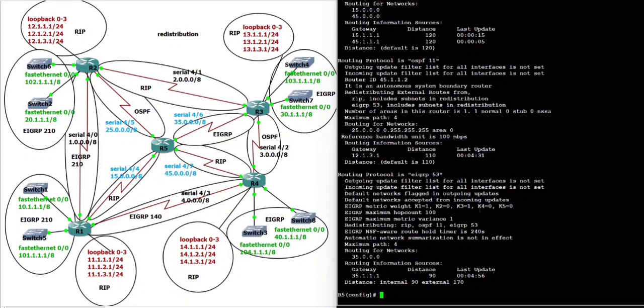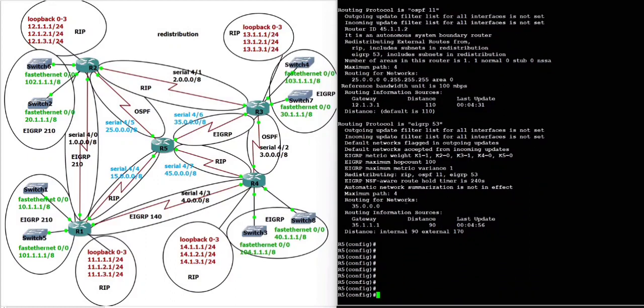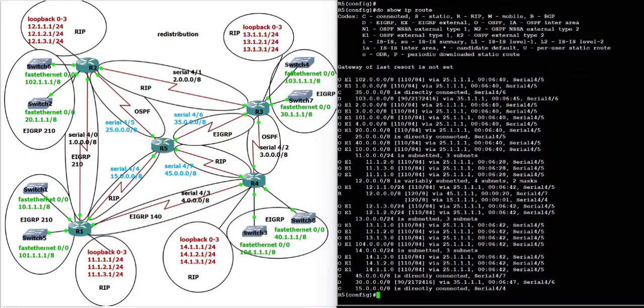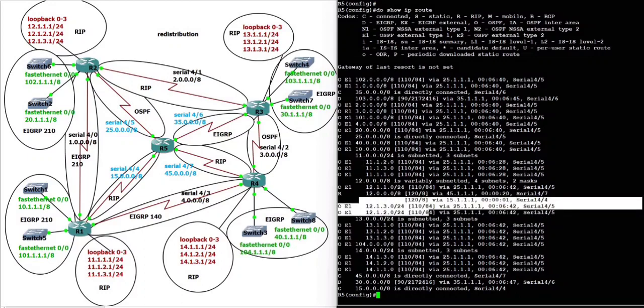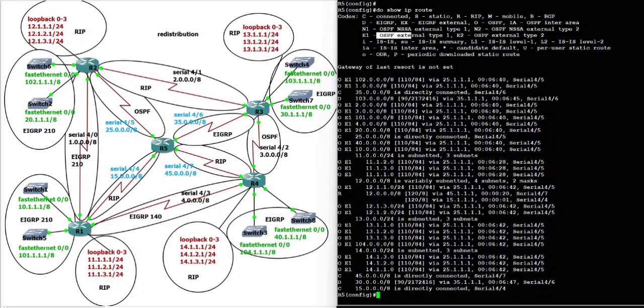Okay, now we see what route is installed in our routing table. Let's start from router 5. Okay, good, show IP route. Okay, here we have 14 dot network, 13 dot network, 12 dot network, 11 dot network. All the networks are here. See, E1 is OSPF external.